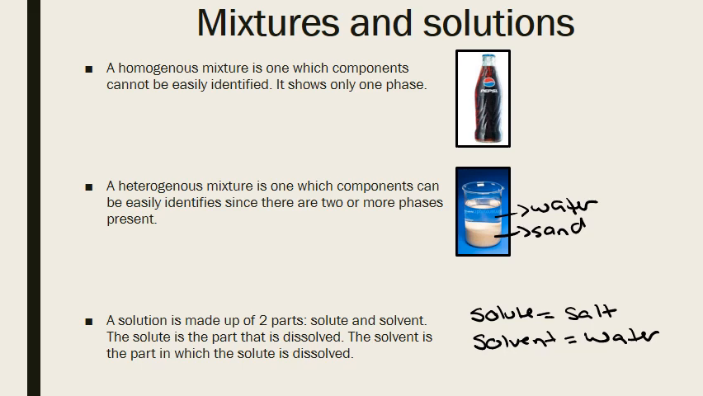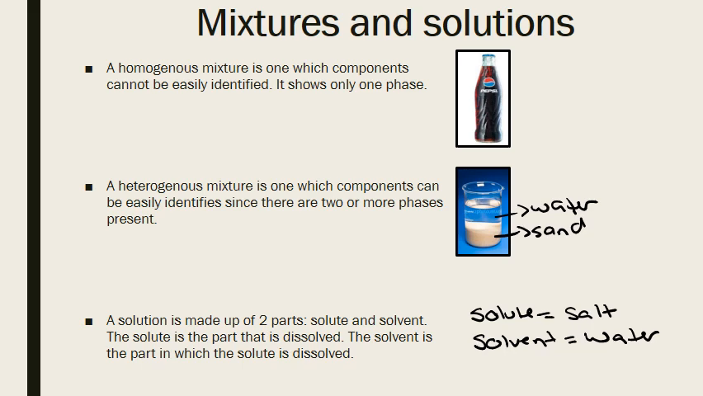If we have iodine and alcohol, the iodine comes in a solid form and we dissolve it into the alcohol. So the solute will be iodine and the solvent will be alcohol.